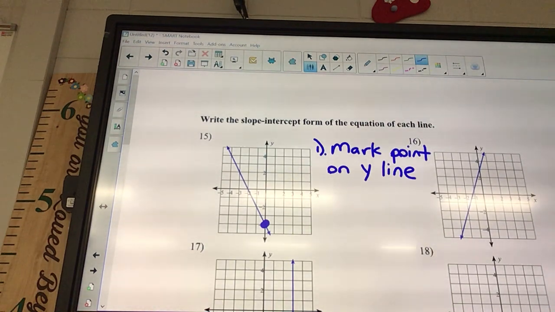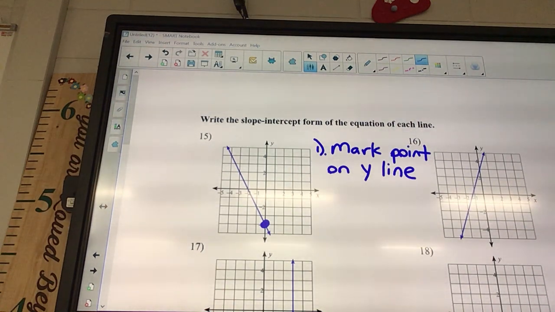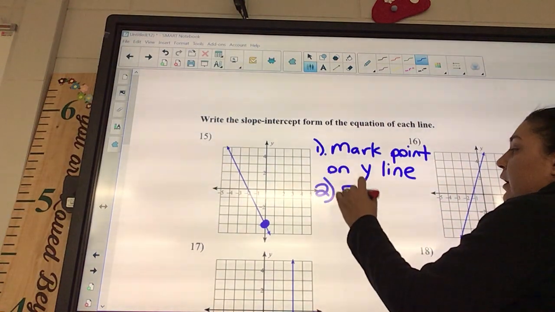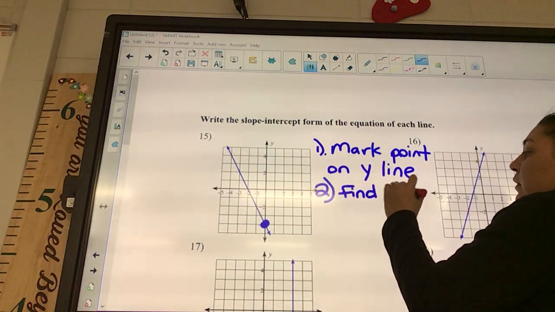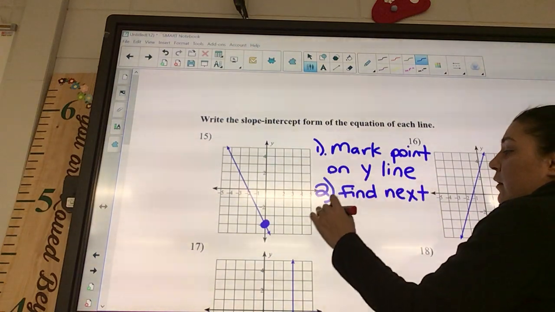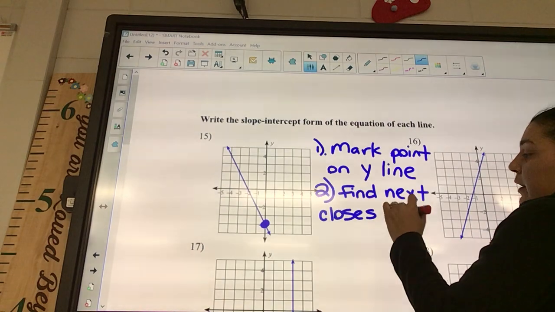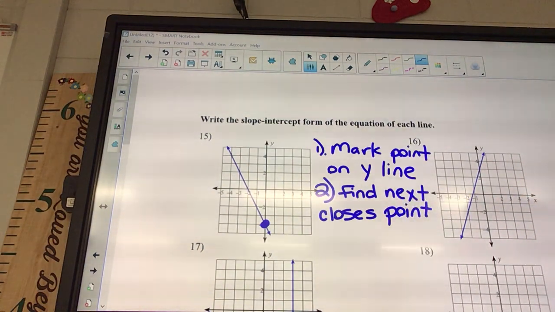Okay, and these are the ones where I think kids struggle the most, because you guys will just pick a random point and you need to pick the next closest point. Otherwise, you're going to have to reduce your fraction. So your step 2 essentially is to find the next closest point to that dot.